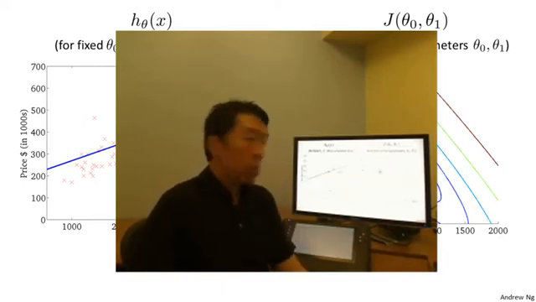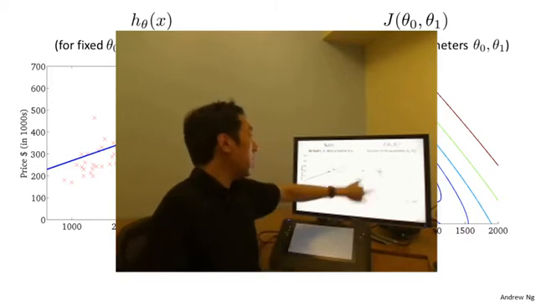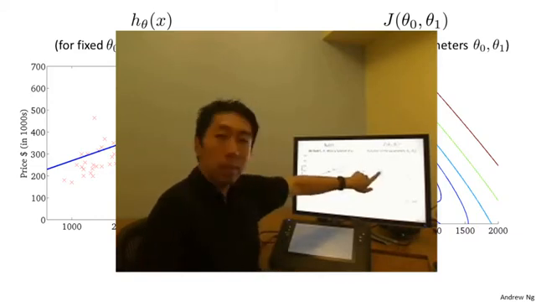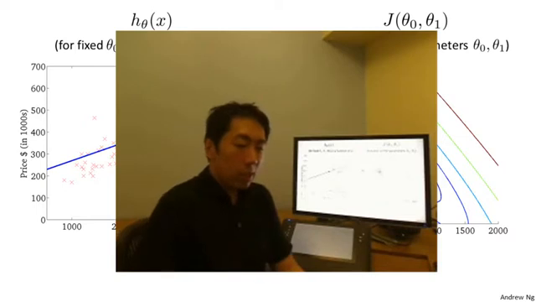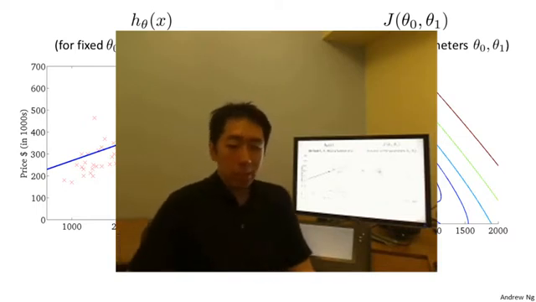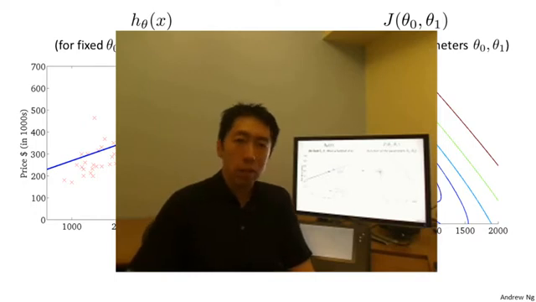And so what we want is to have software to find the value of theta 0, theta 1 that minimizes this function. And in the next video, we'll start to talk about an algorithm for automatically finding that value of theta 0 and theta 1 that minimizes the cost function J.